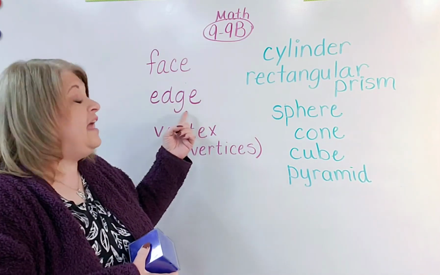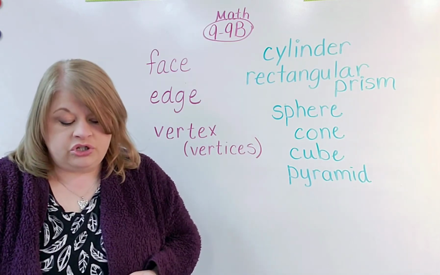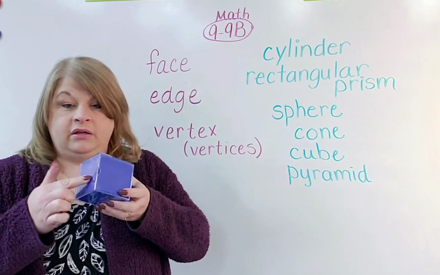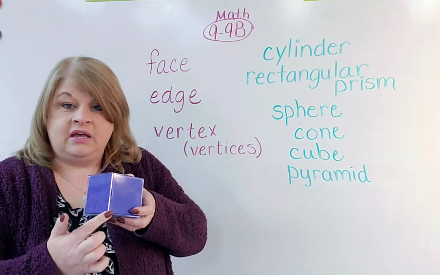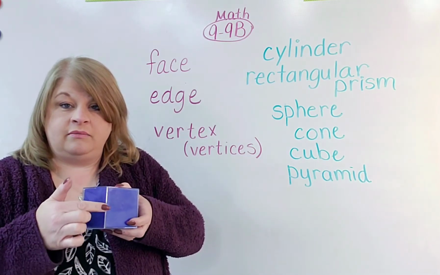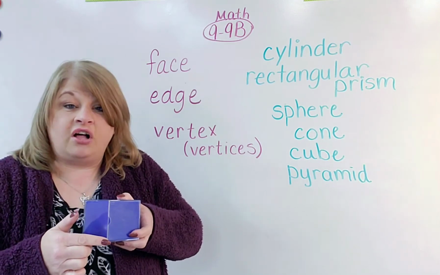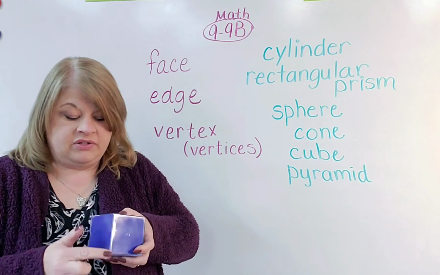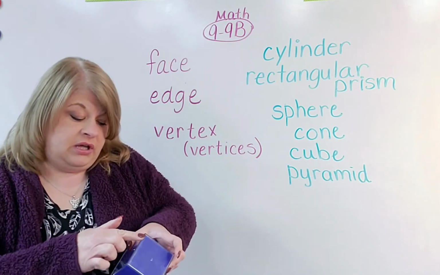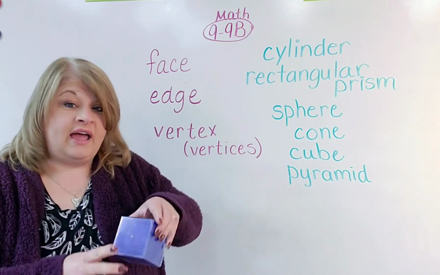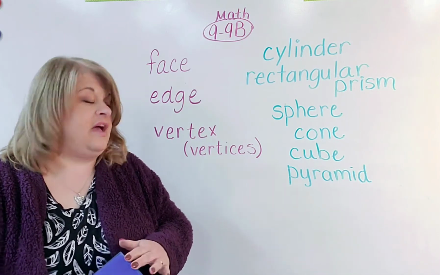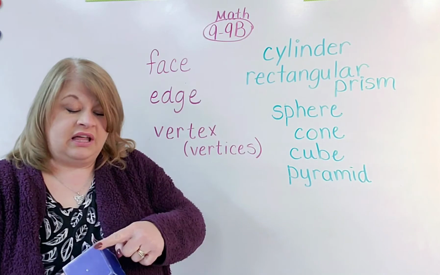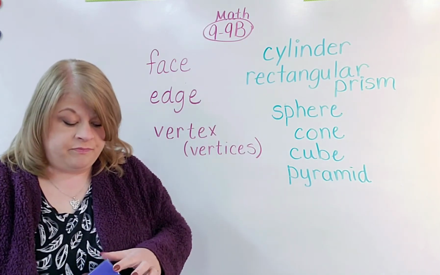Let's talk about an edge. Look in your book. Two faces meet at a line segment called an edge. Here's a face and here's a face. This line right here in between where it meets, that's called an edge. Here's an edge. Here's an edge. All of those are edges. Make sure you remember that. So the face is the flat surface. The edge is the line where two faces meet.